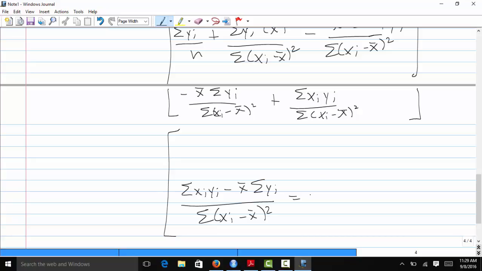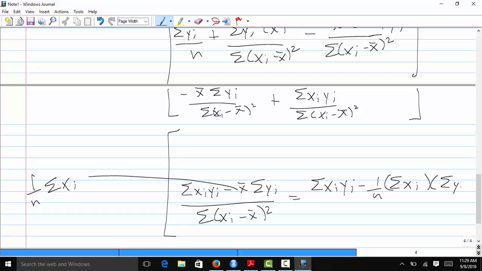I'm going to keep simplifying here. This is the sum of xi yi. And since x bar is just 1 over n times the sum of the x's, I'm going to factor out that 1 over n and get the sum of the x's times the sum of the y's. And it's not too difficult to show that this denominator is actually the same as the sum of xi squared minus 1 over n times the sum of xi quantity squared. So I'm going to do that.